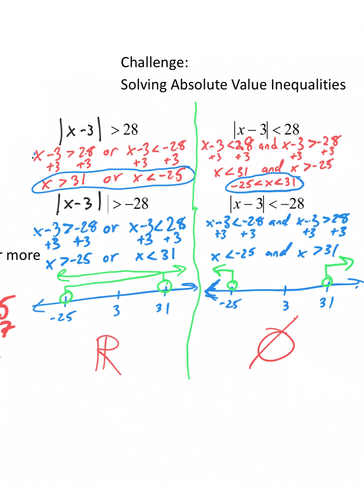So that's an interesting thing that happens when we have an absolute value inequality with a negative number. We're either going to come up with all real numbers or no solution, depending on whether it's greater than or less than. It's always possible that your distance is going to be greater than a negative number, and it's never possible that your distance is going to be less than a negative number.